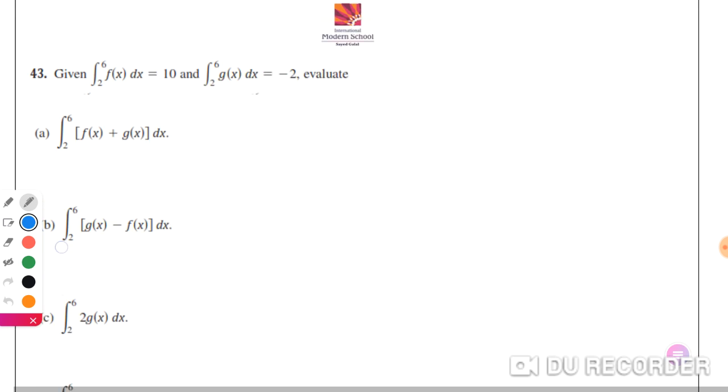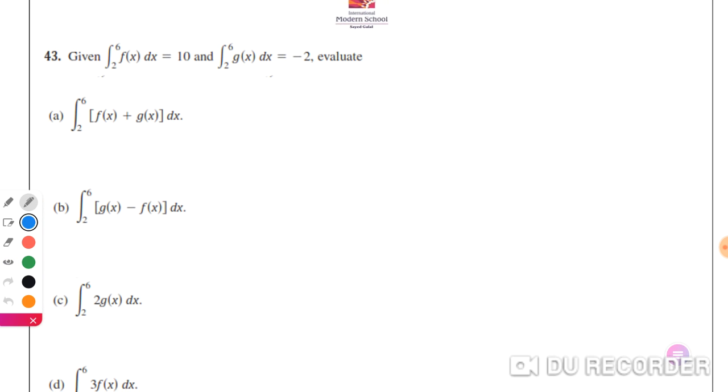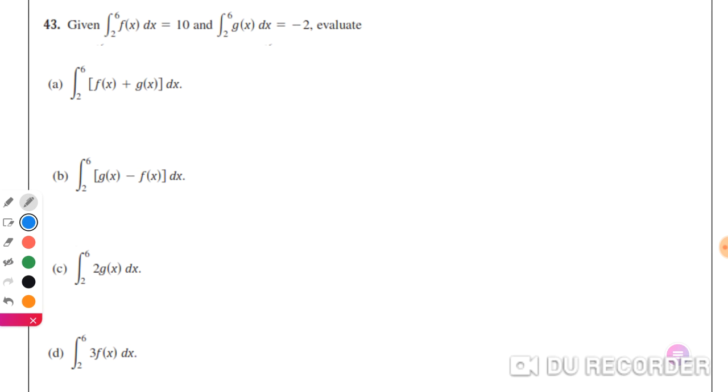For the following one, look here, 2 multiplied by the definite integral from 2 to 6 of g of x. Just take the constant outside the definite integral. I know this one from the given, which is 2, multiplied by negative 2, so it will be negative 4. For the last one, it means 3 times the definite integral from 2 to 6 of f of x with respect to x. It will be 3 multiplied by 10, that's right. It will be 30.